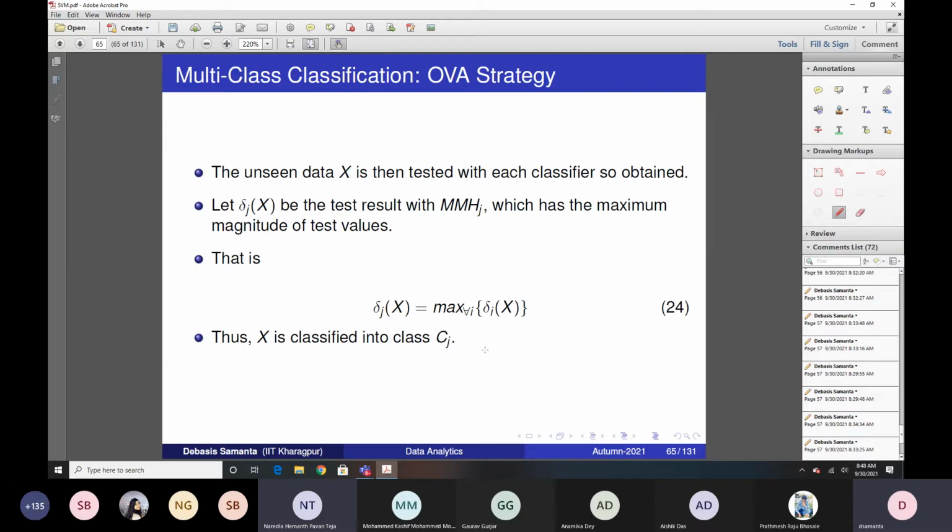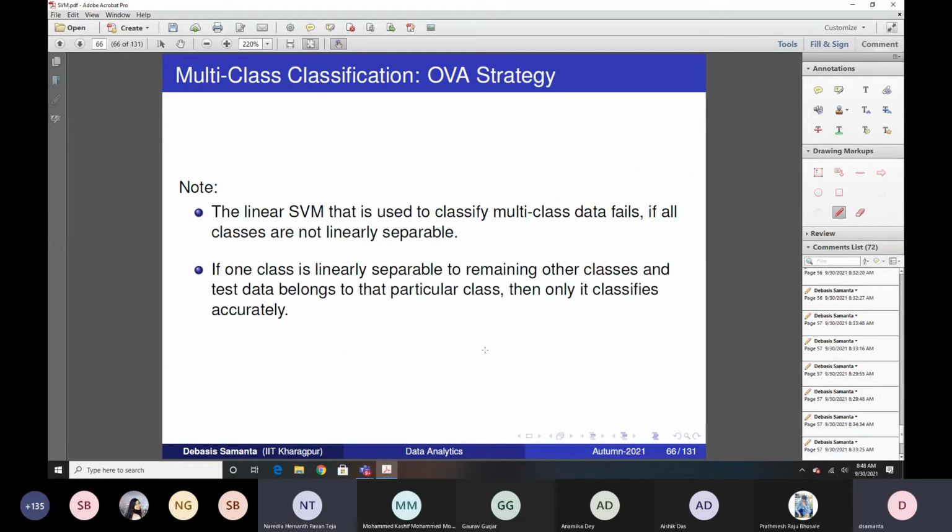So this is the Maker's theorem. Okay. Now we have learned about how the binary class.